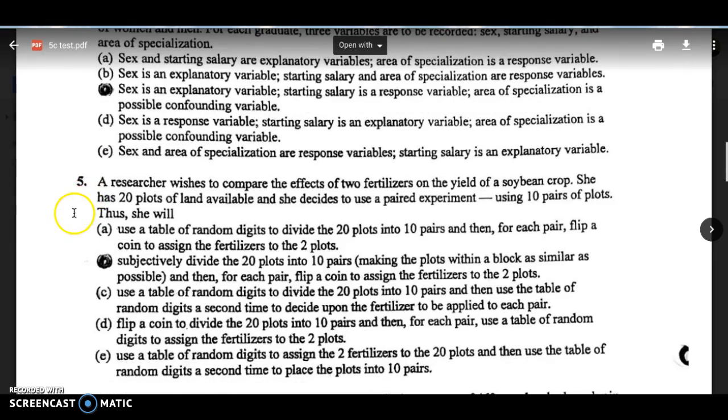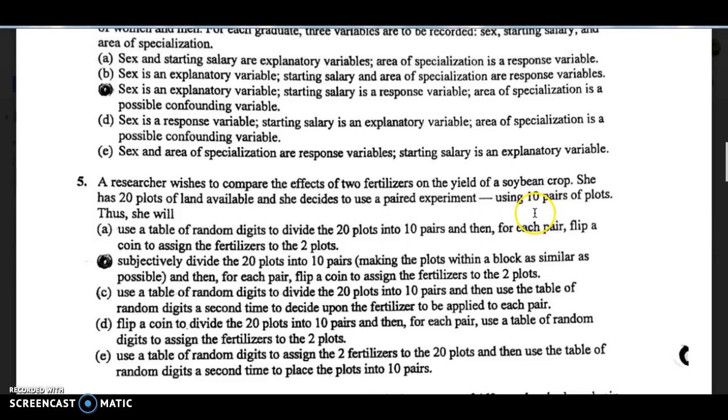For question 5, it says a researcher wishes to compare the effects of 2 fertilizers on the yield of a soybean crop. She has 20 plots of land available and she decides to use a paired experiment using 10 pairs of plots. Thus, so what she wants to do here, if she's going to use 10 pairs of plots, is to split them into pairs.